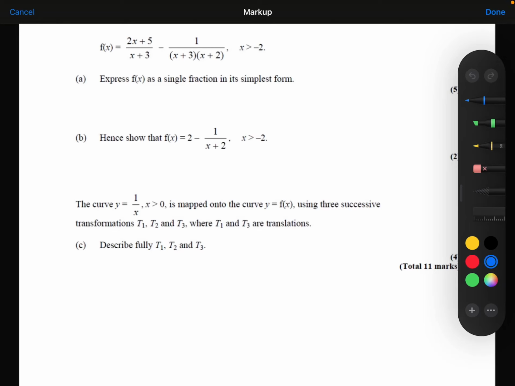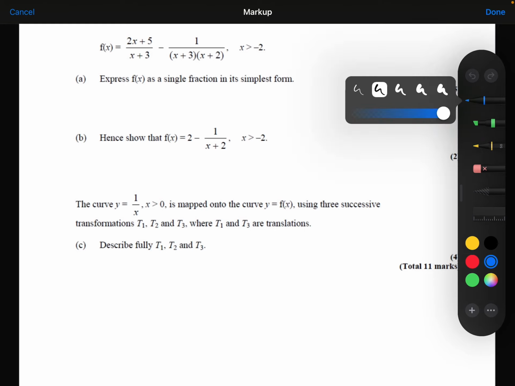f of x is equal to (2x plus 5) over (x plus 3) minus 1 over (x plus 3)(x plus 2), where x has to be greater than minus 2. Part A, express f of x as a single fraction in its simplest form. So we need a common denominator.